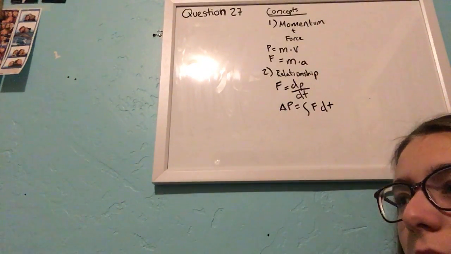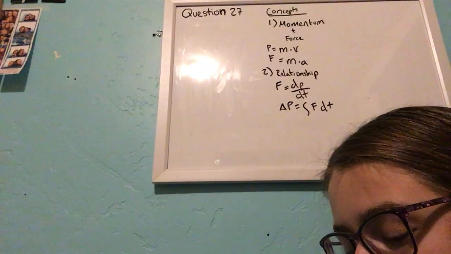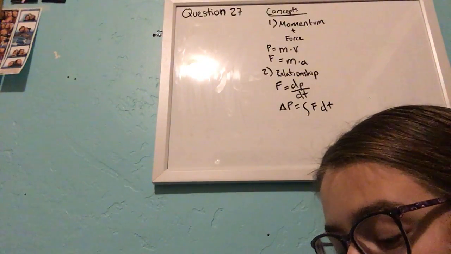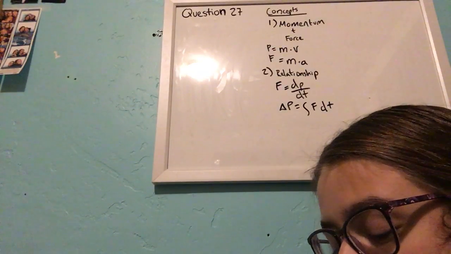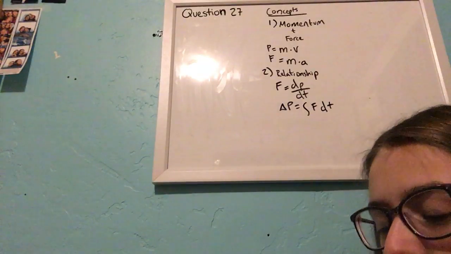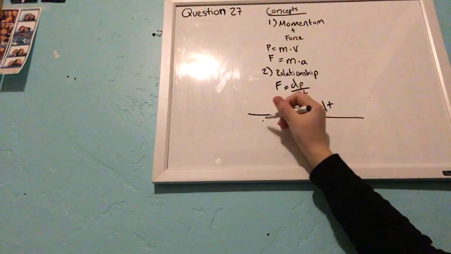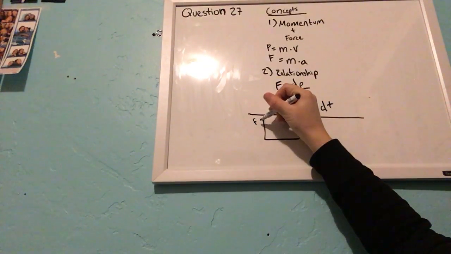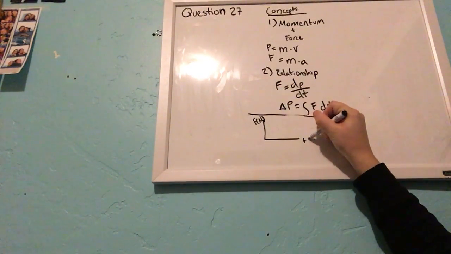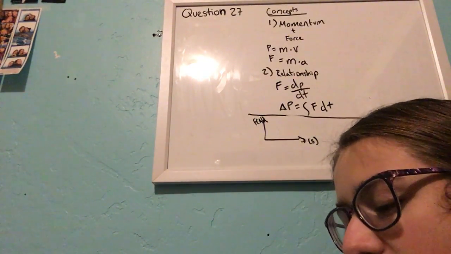Now I will read question 27. The graph above shows a variable force F that acts on an object as it moves along a straight line as a function of time t. What is the change in momentum of the object from t equals 2 seconds to t equals 4 seconds? In this question, they're giving us a graph of force with respect to time.